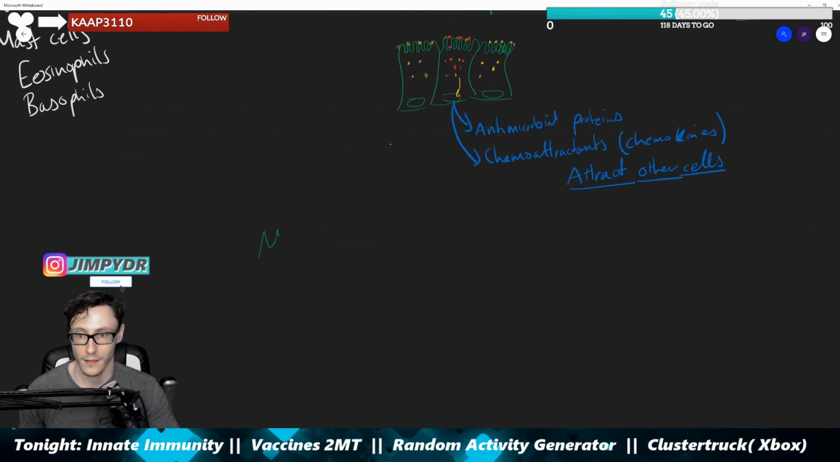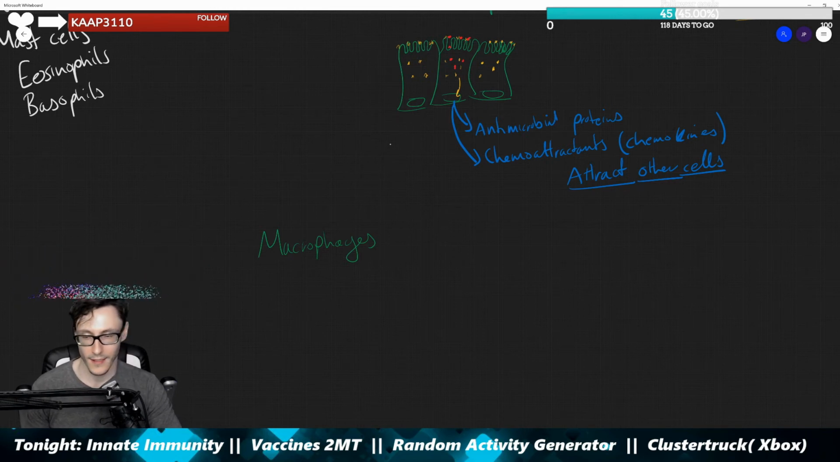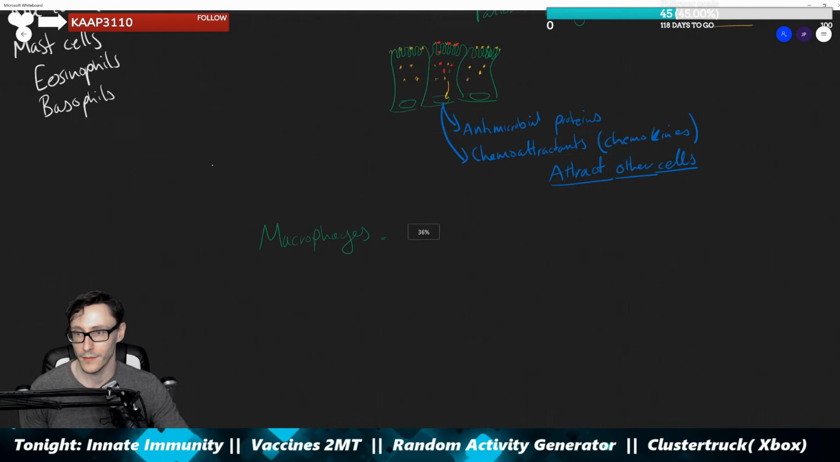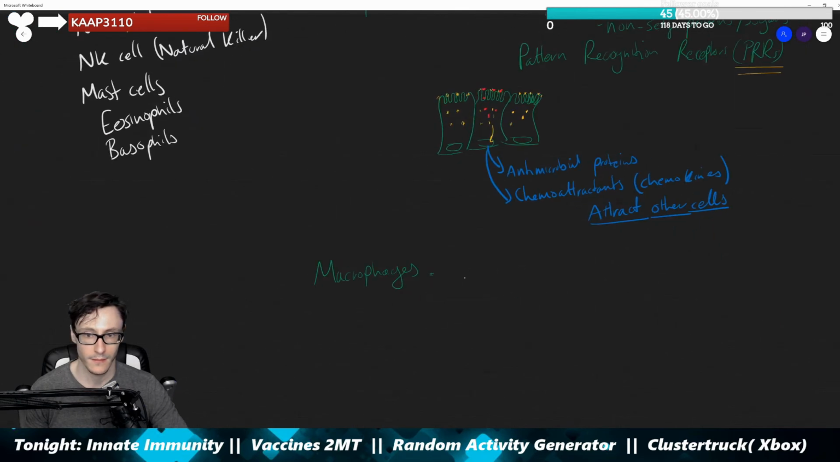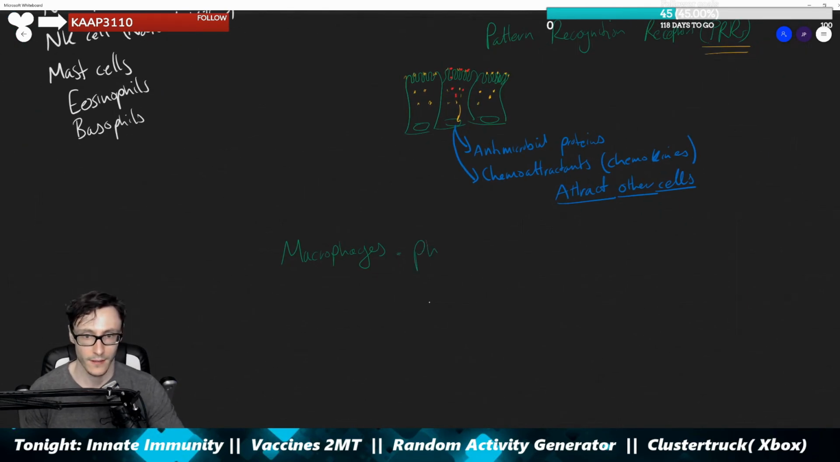So let's talk about macrophages. We've spoken a little bit about macrophages in this part over here, and the fact that they're able to eat up bacteria that are bound together with IgM antibodies. So they can phagocytose bacteria. Another thing that macrophages are very, very good at is being the go-between between the innate immune system and the adaptive immune system. They are one of the major triggers of the adaptive immune system.